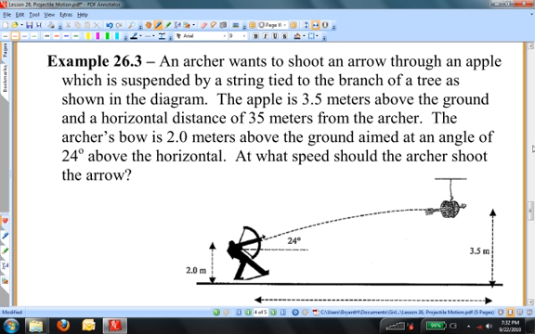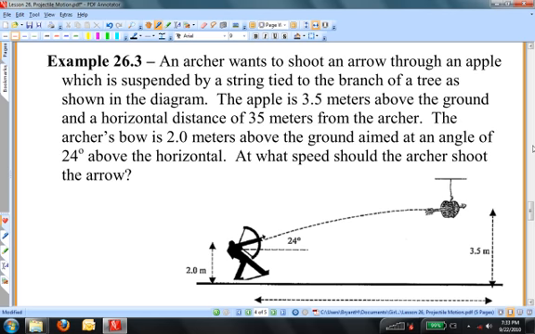Now let me comment that this is kind of a strange problem because archers don't generally control the speed at which their arrows leave their bows. But that's the way the problem's written, so we're going to deal with the way that it is.